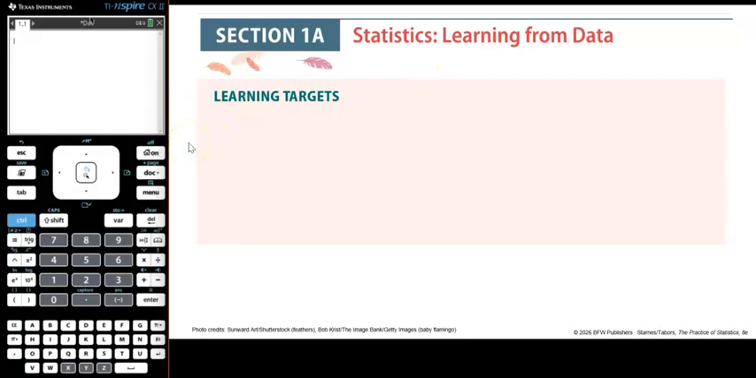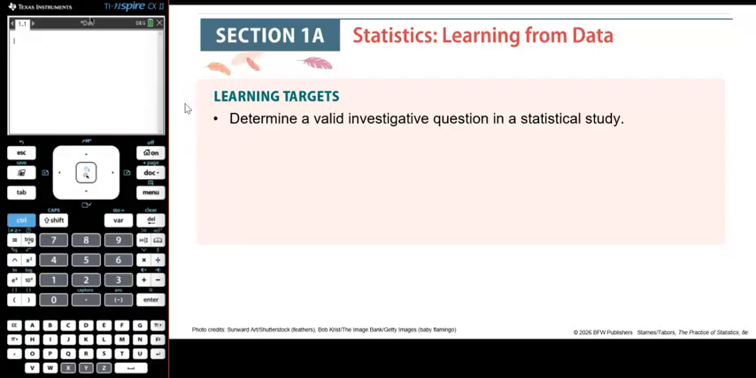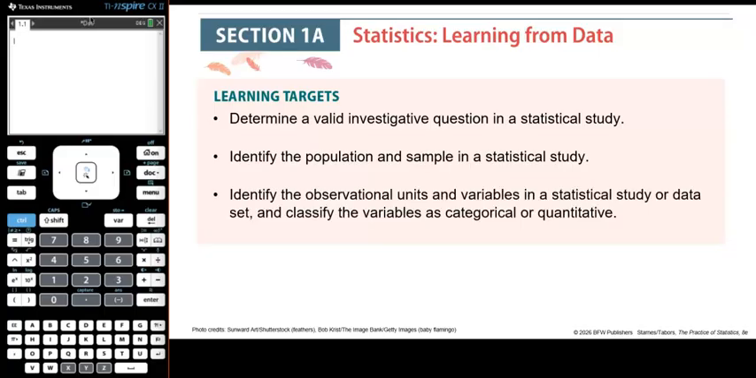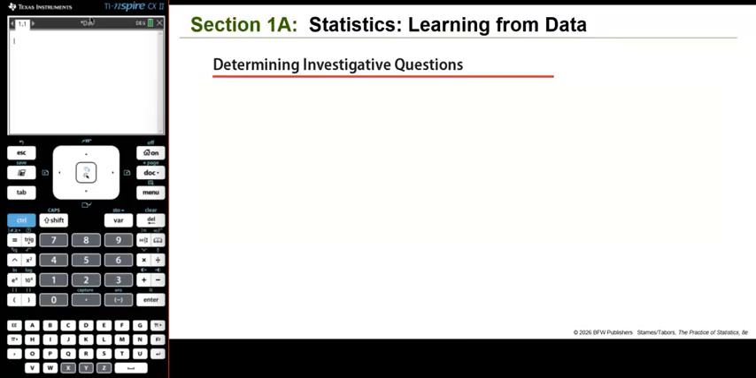So here I'm going to do two lessons in one, 1A and 1B. This is really our first week of AP Stats here. So just watch the screencast and buckle up. Here we go. We're going to learn a new skill for AP Stats: determine a valid investigative question, identify the population and sample, which we do a lot in stats, and finally describe the observational units and variables. We'll learn all about those kinds of things.